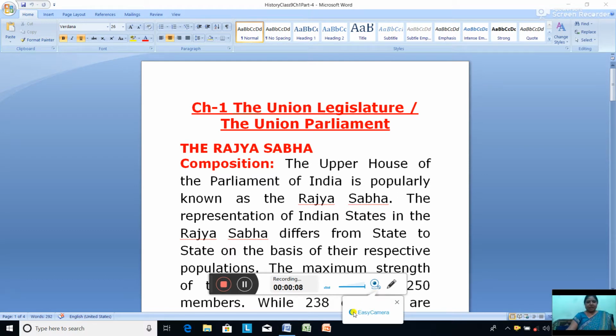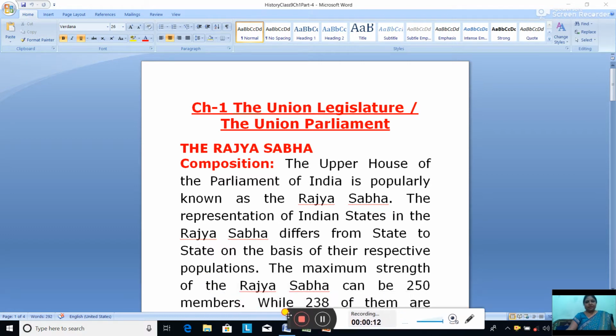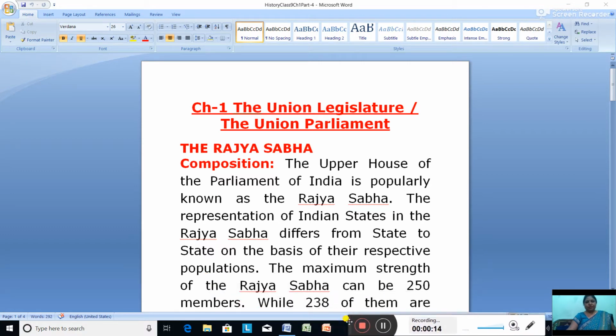Now in today's class, we are going to start with the new topic, that is the Rajya Sabha. Now we have got the two houses, the Lok Sabha and the Rajya Sabha. The Rajya Sabha is the upper house of the parliament and the Lok Sabha is the lower house of the parliament. This you have to remember.